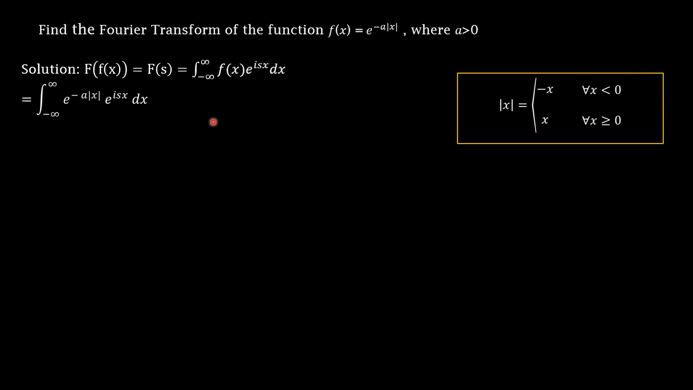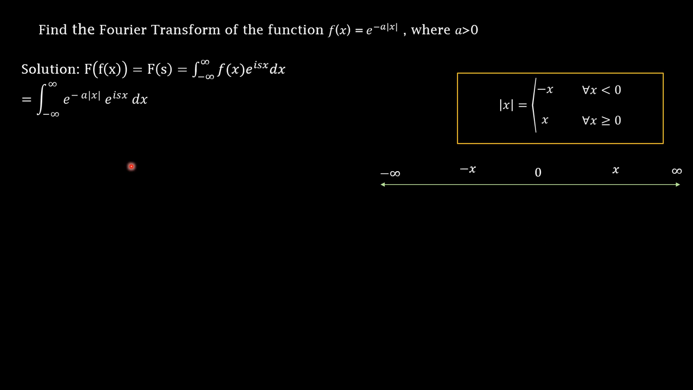Mod x is defined as minus x for all x less than 0, and it is equal to x for all x greater than or equal to 0. What is the meaning of it? If I just consider this as a real axis, in the interval minus infinity to 0, the modulus function takes the value minus x, and in the interval 0 to infinity, mod x takes the value x.